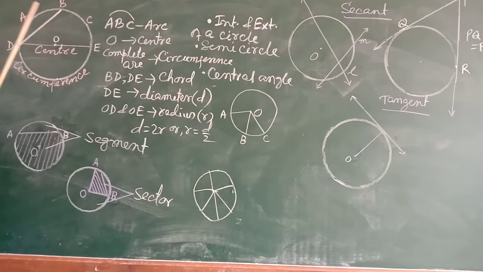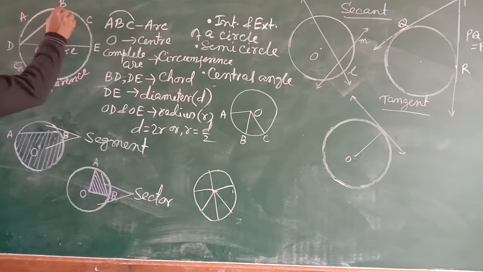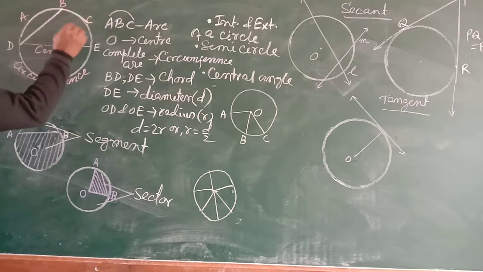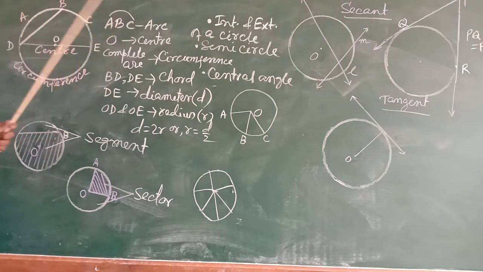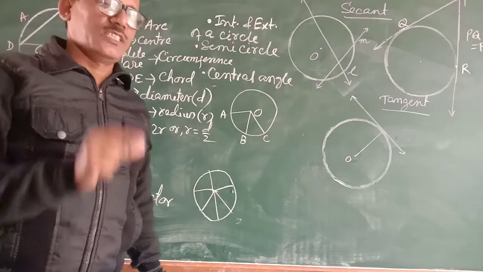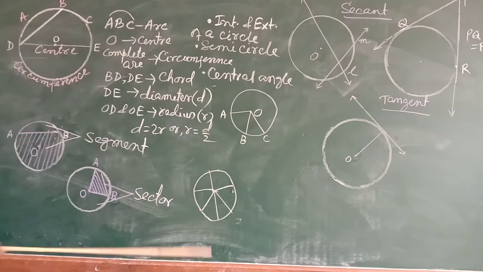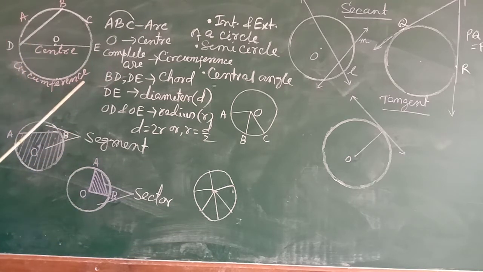If you see this part of the circle, AB is a part of the circumference. ABC altogether can be an arc, or AB can be an arc, AC can be an arc. Similarly, AD can be an arc, ADE can be an arc. Arc means part of circumference. A small part of circumference can be called an arc. Now you understood about arc and about circumference.